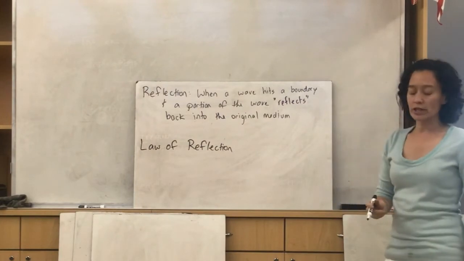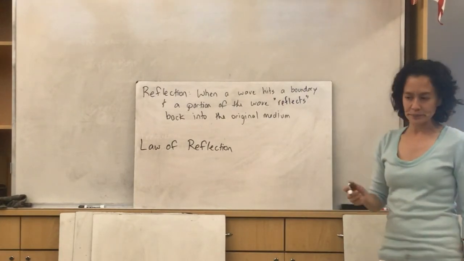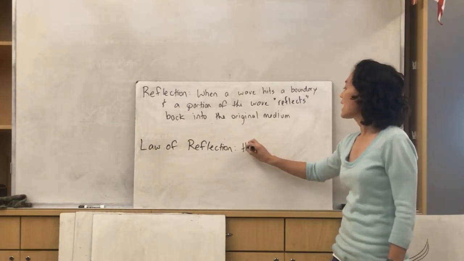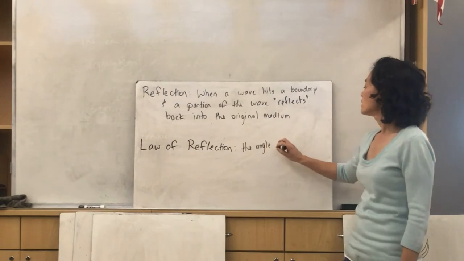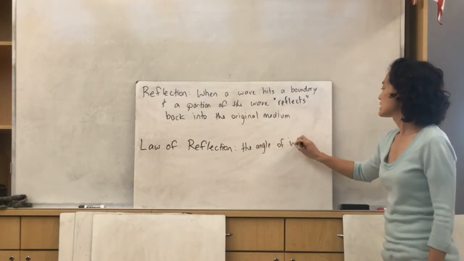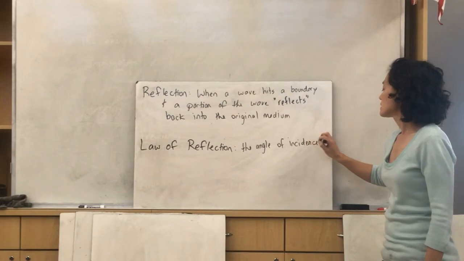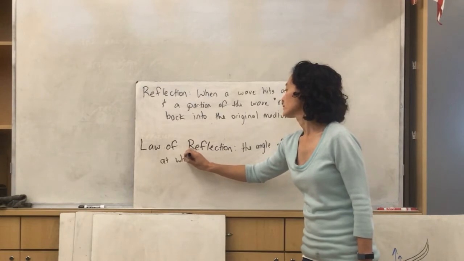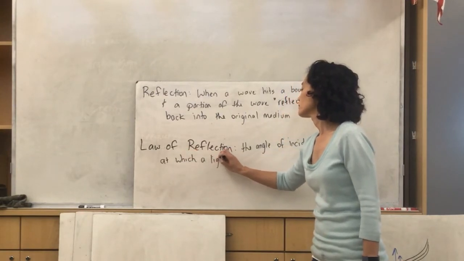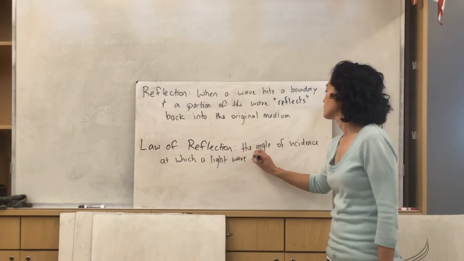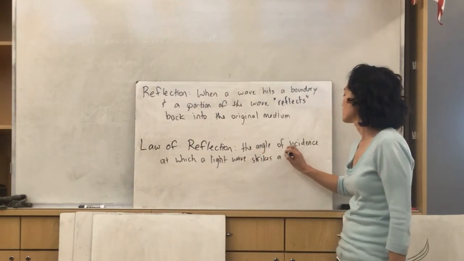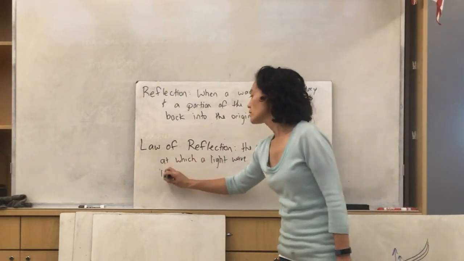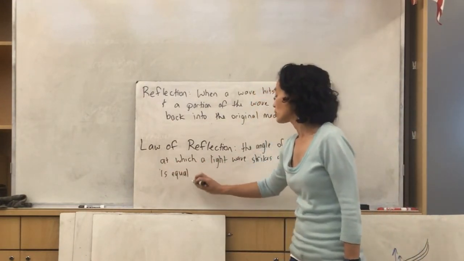The law of reflection, when we are thinking about a light wave, says that the angle of incidence at which a light wave strikes a boundary is equal to the angle of reflection off of the boundary.